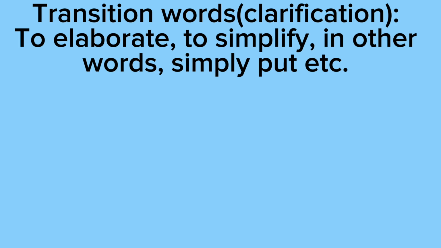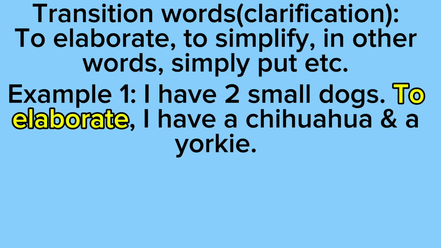Next, we have transition words of clarification, like to elaborate, to simplify, in other words, simply put, and so on. So example 1 says, I have 2 small dogs. To elaborate, I have a Chihuahua and a Yorkie. So this sentence is pretty much saying I have 2 small dogs, but let me give you more information on what kind of dogs I have, and that's why it says to elaborate.